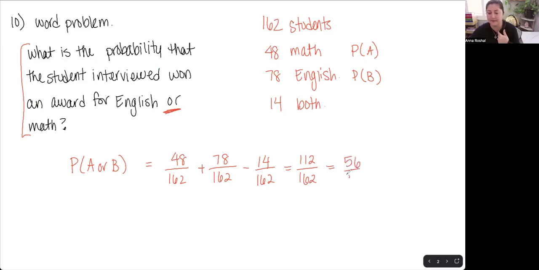And then when we simplify, we just take half of it. We take 56 and 81. And that's as far as it goes because the factors are 7 and 8 and then 9 and 9, which have no common factors. And so we're done.